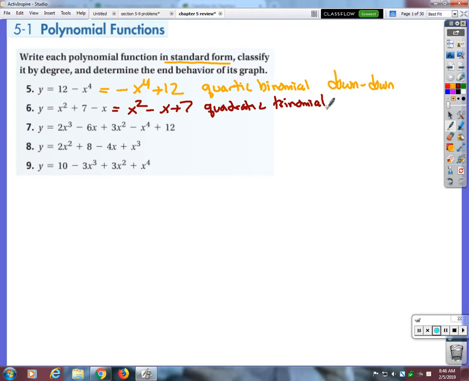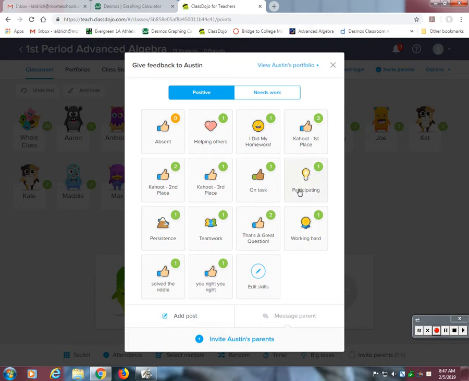And this one is even but positive, so it is up, up, up, up. Like a dog getting in a truck. Up, up.